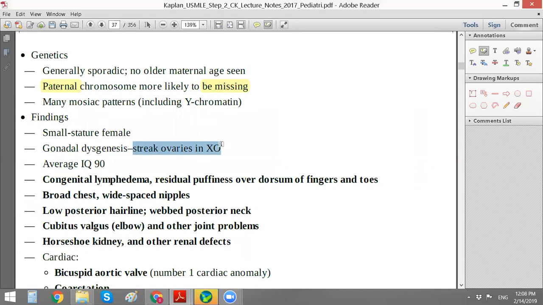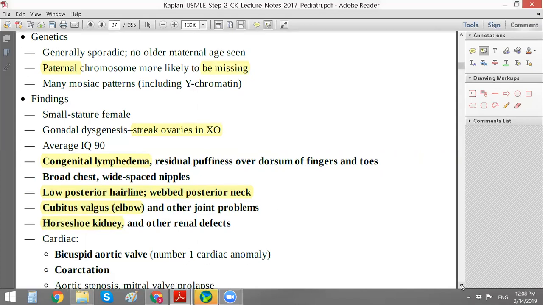This is very important. Average IQ 90, congenital lymphedema, residual puffiness over the dorsum of fingers and toes. Then we have broad chest, widely spaced nipples, we call it shield chest, low posterior hairline, webbed posterior neck because of lymphedema. Webbed posterior neck and low posterior hairline. Cubital valgus, elbow and other joint problems. Cubital valgus is in Turner's, horseshoe kidney, other renal defects.